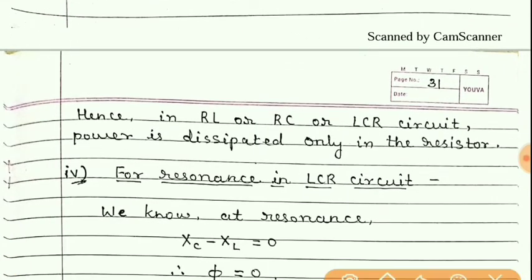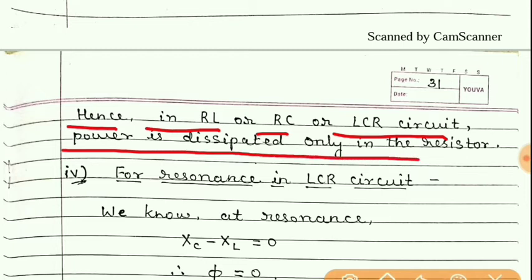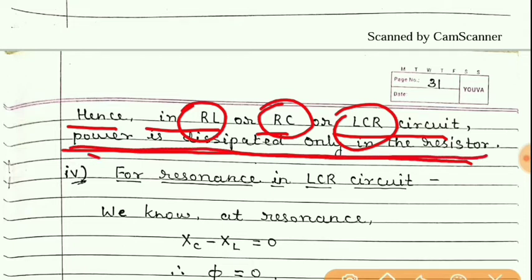So I have written here, hence in an RL or RC or LCR circuit, the power is dissipated only in the resistor. Not only LCR, if it is an RL circuit or an RC circuit, then also the condition will be the same, that power is dissipated only in the resistor.